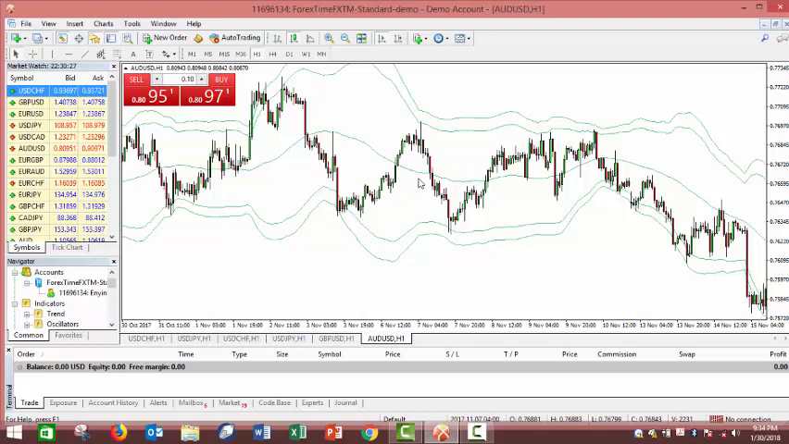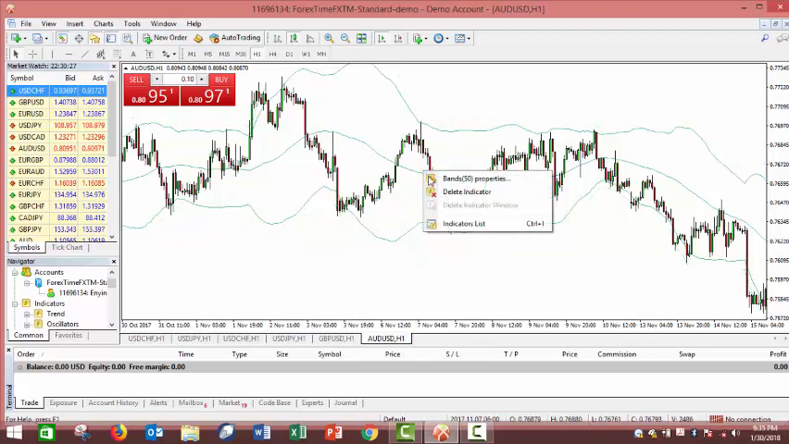Okay, the 2E trading system uses the moving average also. So how do we use the moving average for the 2E trading system? I'm going to show you that in a bit now. Let me delete all these indicators.